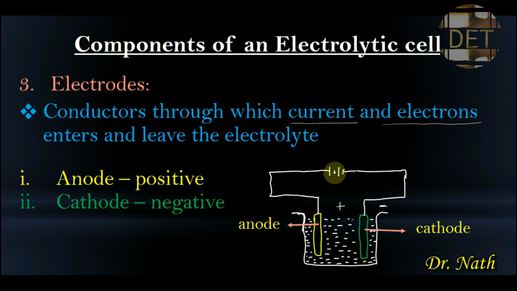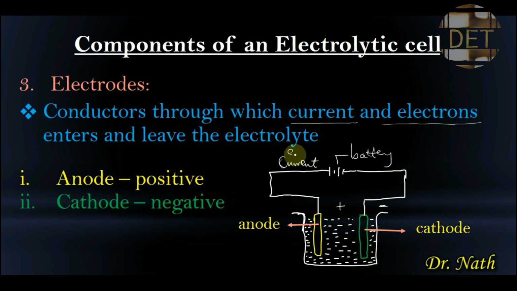One important thing to note here is that once the battery is connected, current will enter into the electrolyte through the anode. The current that flows from the battery goes down into the anode, and from the anode it enters the electrolyte. And the current will leave the electrolyte through the cathode.